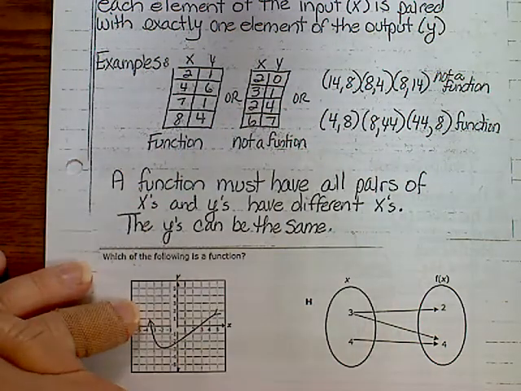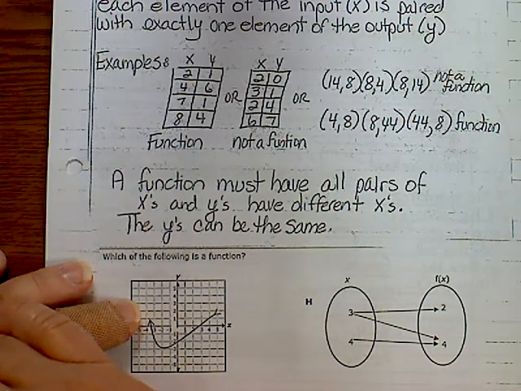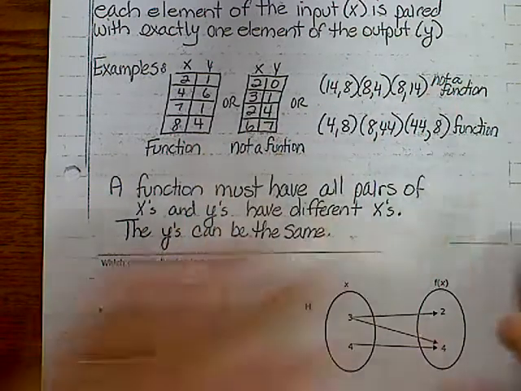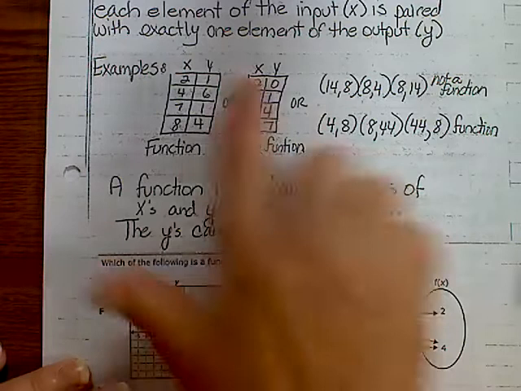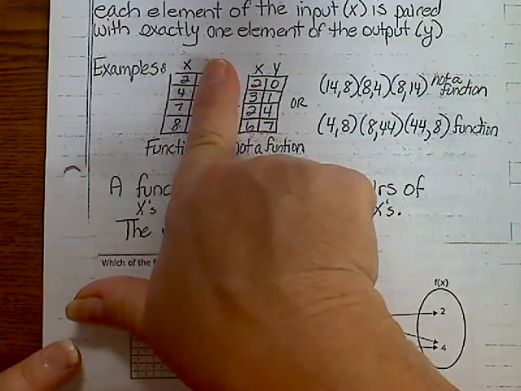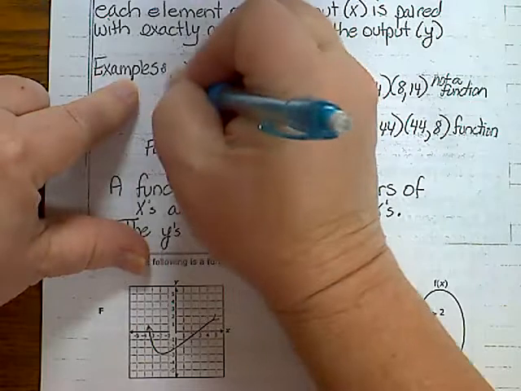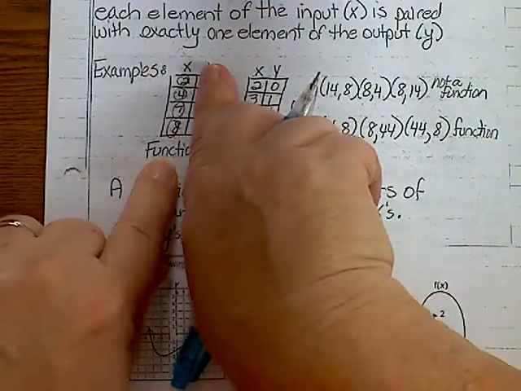If my x's repeat, then it is not a function. And that's why I say circle them and say them, because as you circle them and say them, it will come to light whether you're saying them twice. Now, you don't pay attention to the y's at all. Okay? Don't even look at the y's. Just cover the y's up. 2, 4, 7, 8. Did it repeat? No. So it is a function.